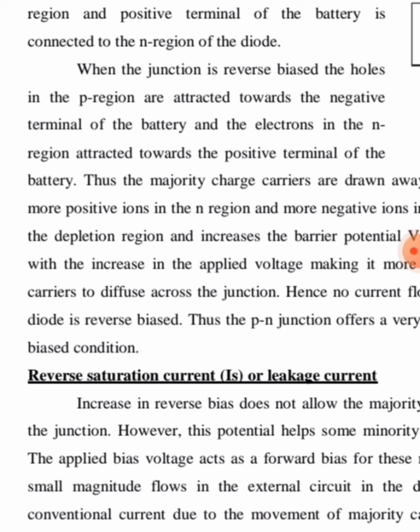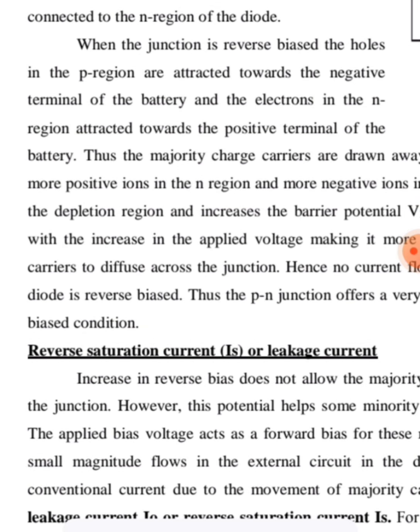So in the reverse biasing condition, a small amount of current will flow in the circuit, and that current is only because of the minority charge carriers, and this current is known as the leakage current, which is denoted by I naught, or it is also called the reverse saturation current. And for silicon it is less than 1 microamp. For germanium it might exceed up to 10 microamps.